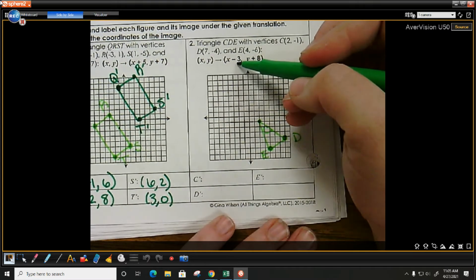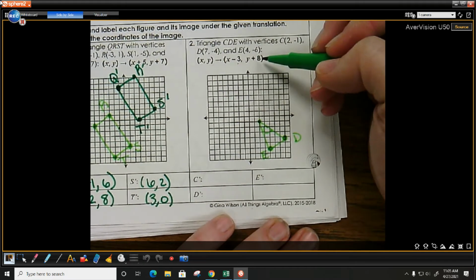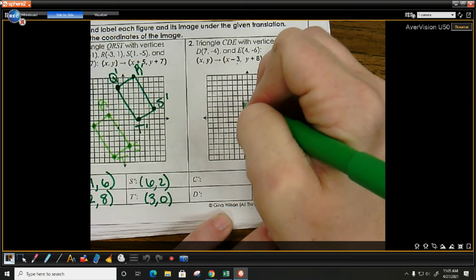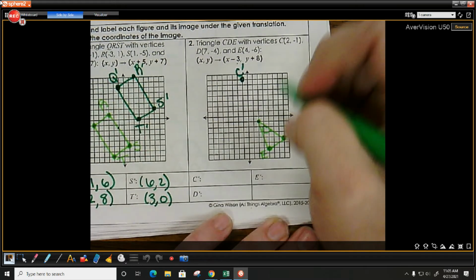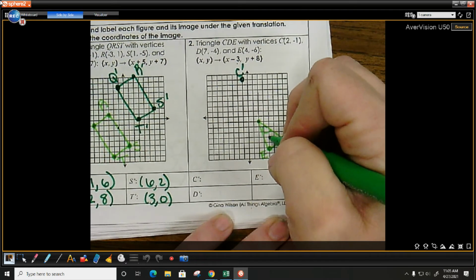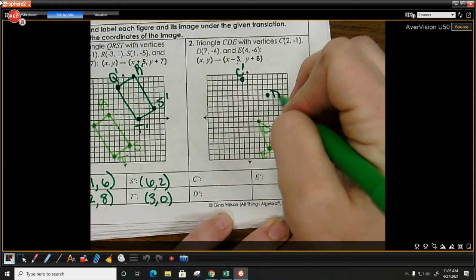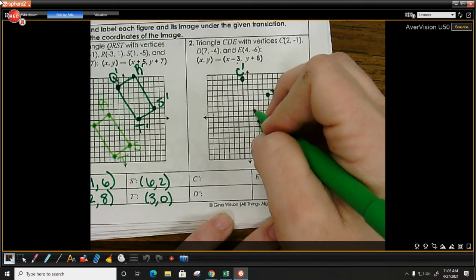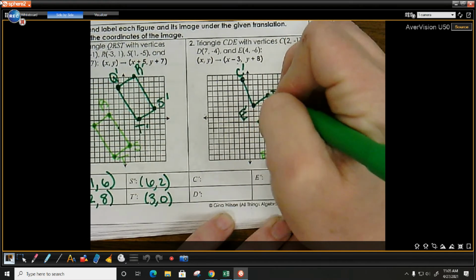values this time? Subtracting. So is that going to shift me right or left? Left, because negative numbers are to the left. And then my y is going what? Up 8. So left 3, 1, 2, 3, up 1, 2, 3, 4, 5, 6, 7, 8. And that's your C prime. Then D goes left 3, 1, 2, 3, up 8. 1, 2, 3, 4, 5, 6, 7, 8. Then E, 1, 2, 3, 1, 2, 3, 4, 5, 6, 7, 8. Make sure you put your primes for your image.